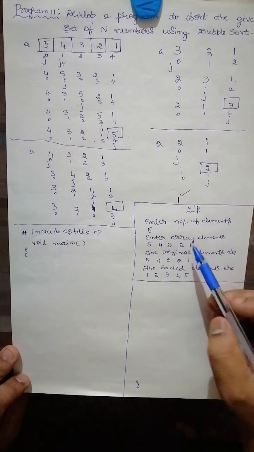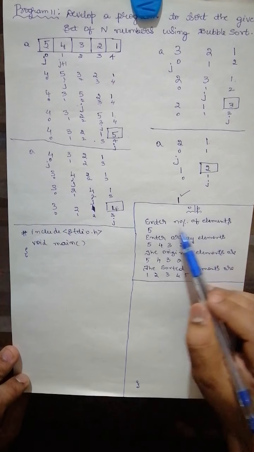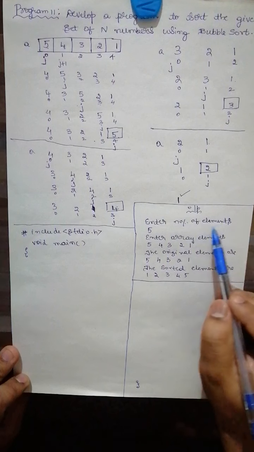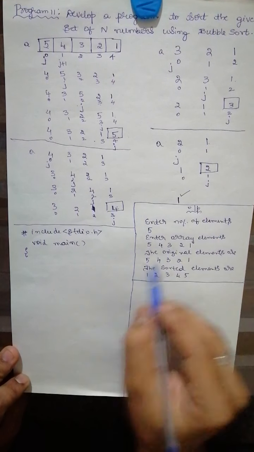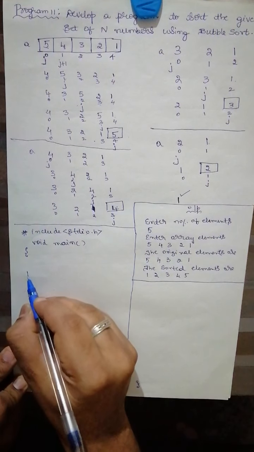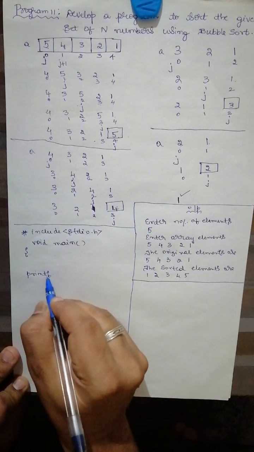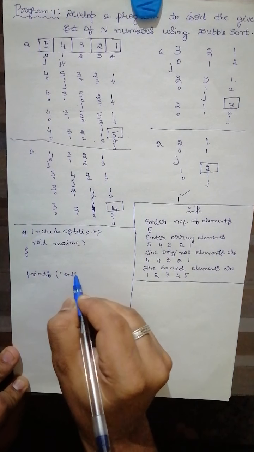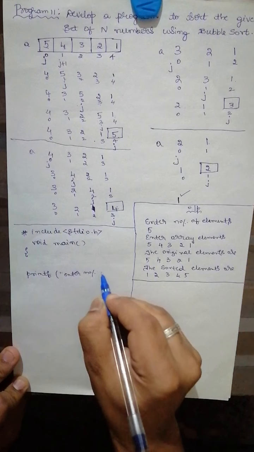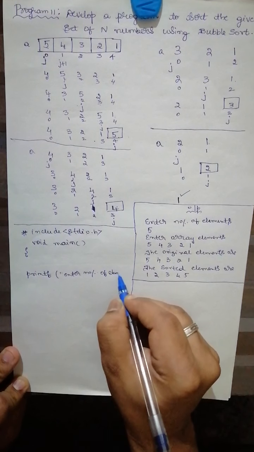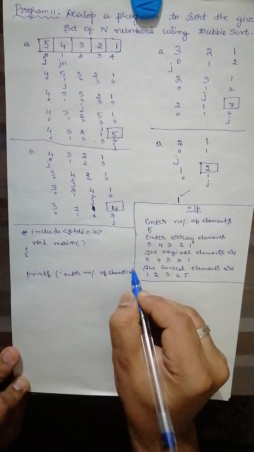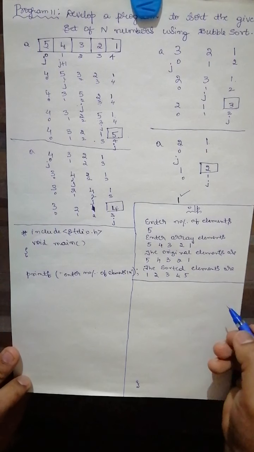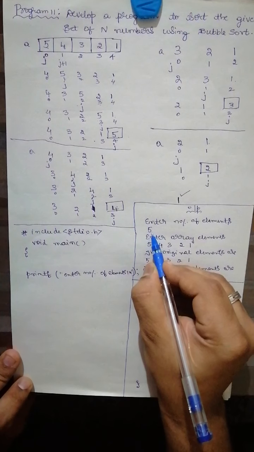Okay, so let me see the output. So I am displaying this message at the beginning. So how to print that message? Use printf function. Printf enter number of elements, backslash n, means after displaying that message, cursor will move to the next line. Immediately the user will enter that integer value.